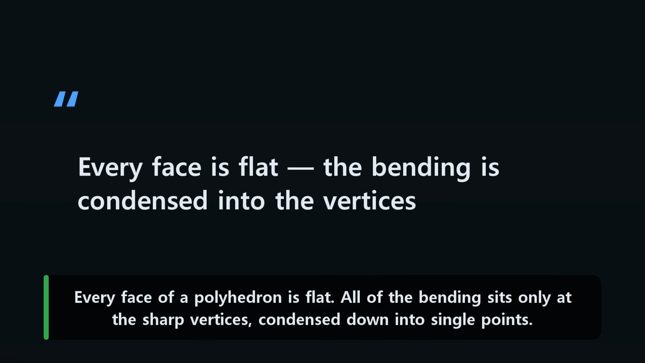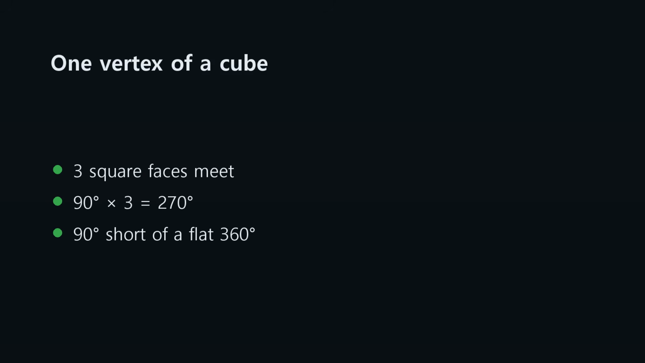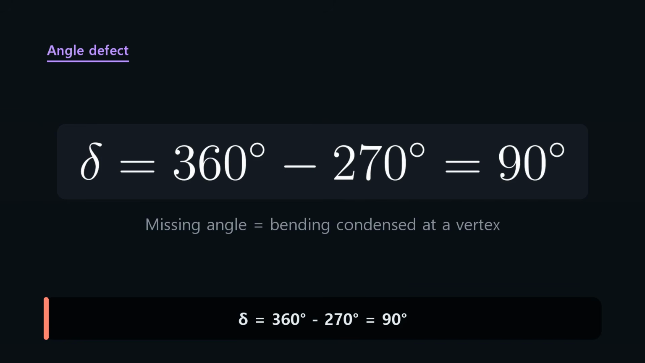Every face of a polyhedron is flat. All of the bending sits only at the sharp vertices, condensed down into single points. Descartes saw, a full century before Euler, that this bending could be measured as a missing angle. At one vertex of a cube, 3 squares meet. Each corner is 90 degrees, so the sum is 270 degrees. It falls 90 degrees short of 360 degrees. That missing angle is the angle defect, delta.